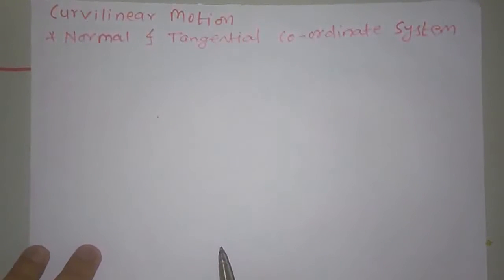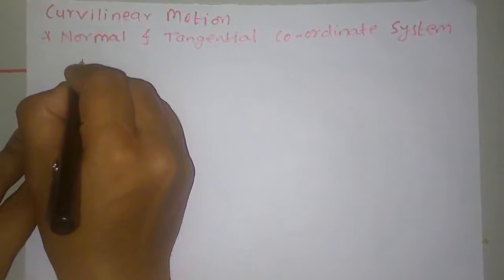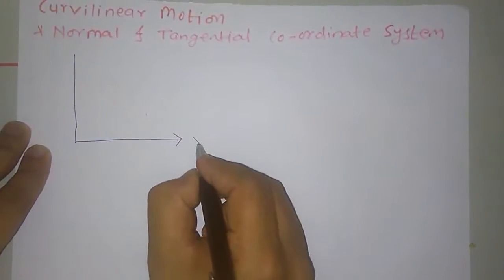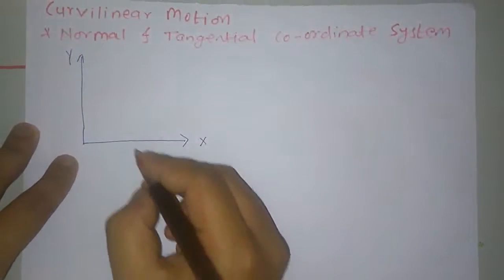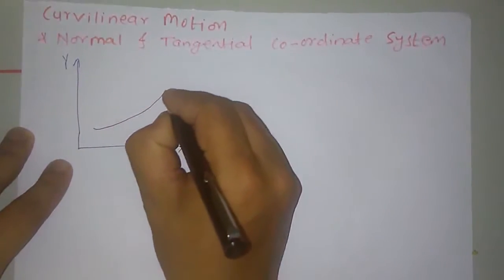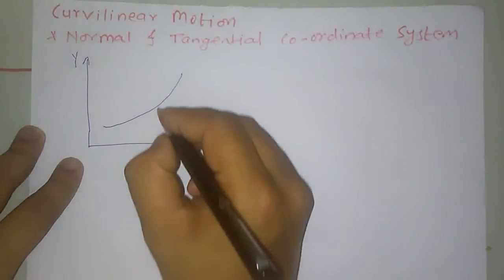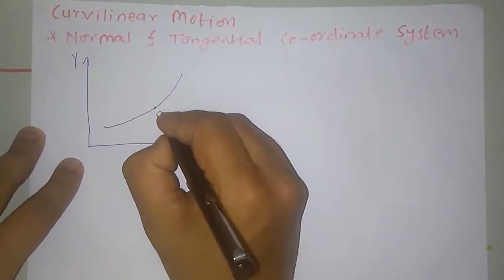Today we are going to see the normal and tangential coordinate system in curvilinear motion. Okay, suppose this is the x-axis and this is the y-axis. Consider a particle moving along a curve. This is the curve, and along this curve a particle is moving. So we will locate the particle at any point, suppose at this point.